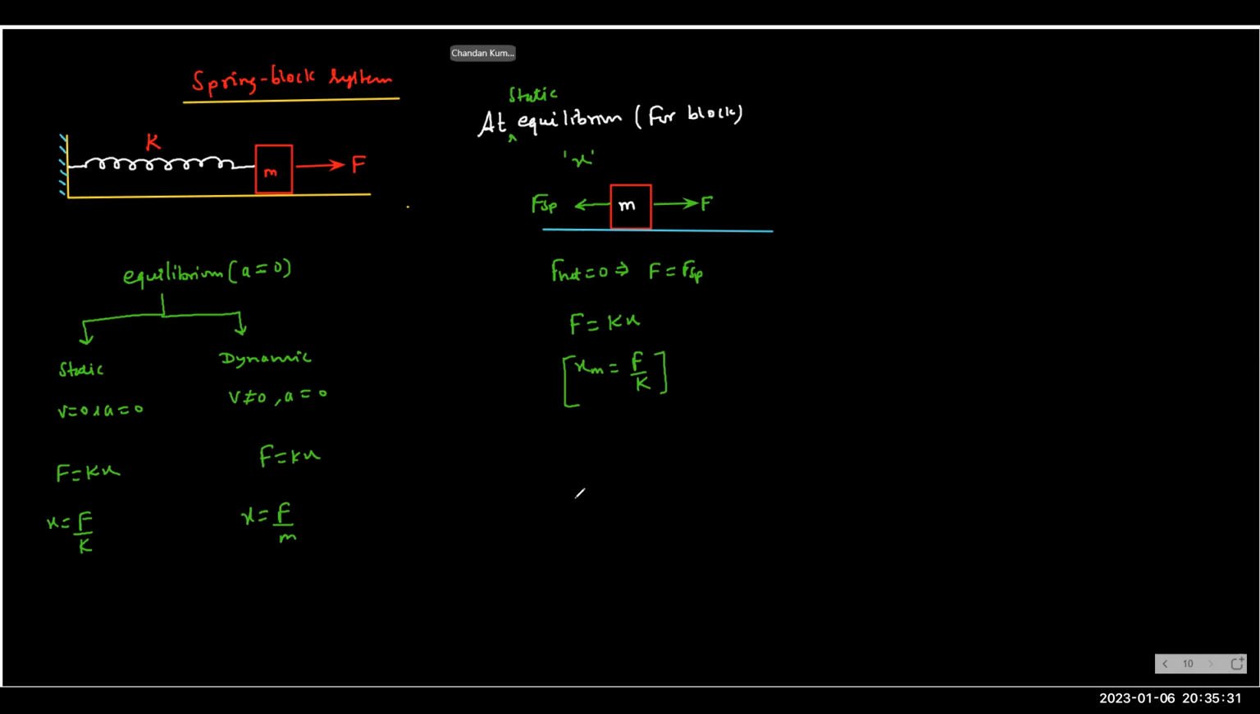Sometimes equilibrium position is also called the mean position. Okay. So as a note, position of equilibrium is also called mean position. Okay, it's called mean position. Again, try to remember all of this.